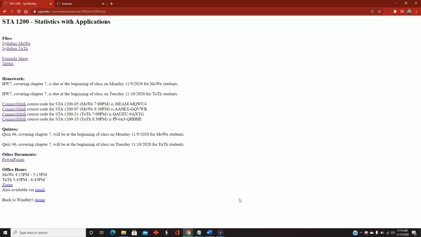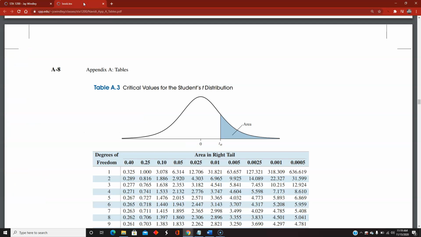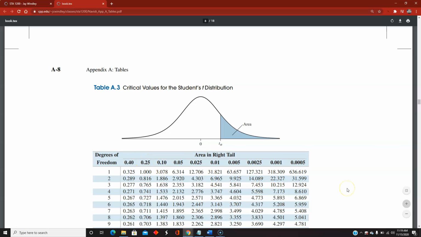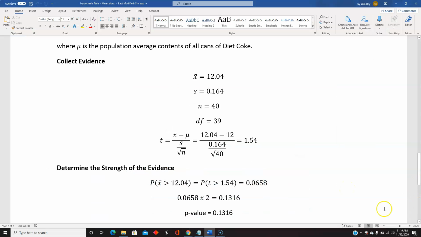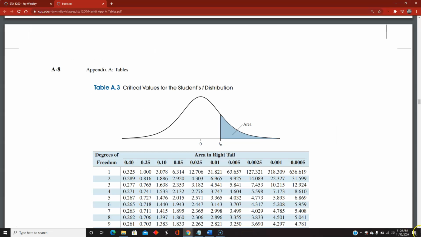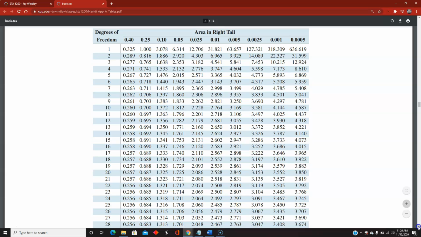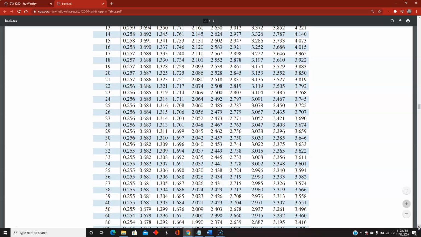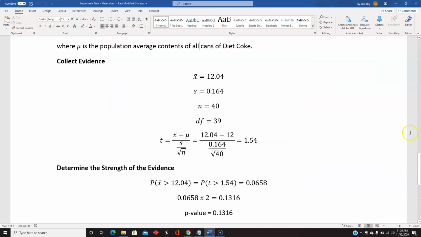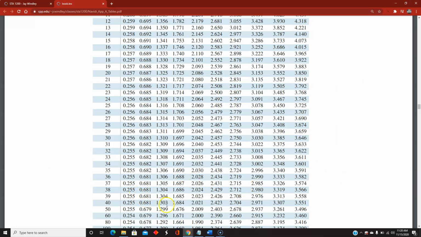First of all, on the class webpage, we have a link to tables, or you can get there from a variety of places if you're on Connect Math. And this problem had 39 degrees of freedom. So on this T table, we go down to the row for 39 degrees of freedom, and we look for our value of t, which is 1.54. And notice there's only positive values of t here.